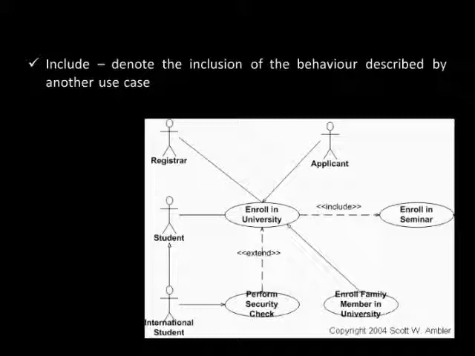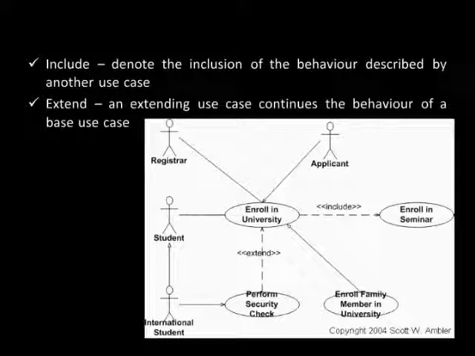On the other hand, an extend dependency is a generalization relationship where an extending use case continues the behavior of a base use case. The extending use case accomplishes this by conceptually inserting additional action sequences into the base use case sequence. This allows an extending use case to continue the activity sequence of a base use case when the appropriate extension point is reached in the base use case and the extension condition is fulfilled.